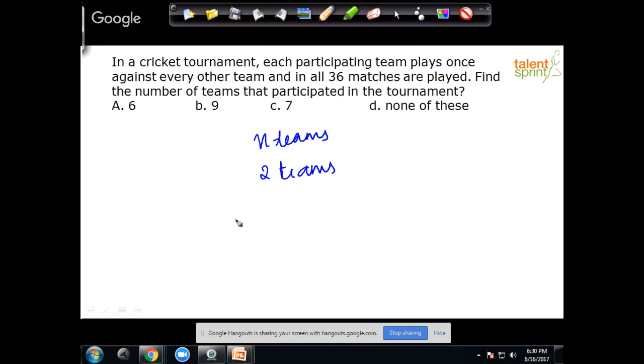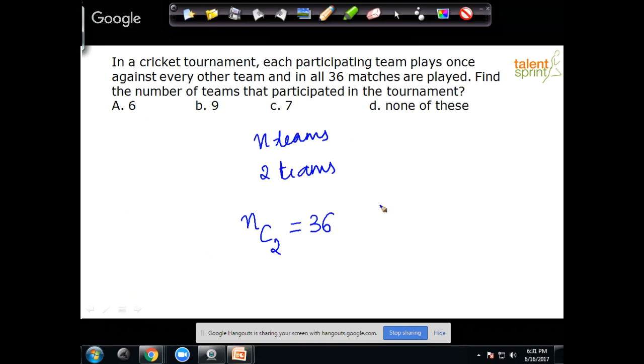Now, in how many ways can you select 2 teams out of n teams? You can do that in nC2 ways, correct? So what is nC2? nC2 is nothing but the number of ways in which you can select 2 teams at a time from n teams. Now, in the question, it is very clearly given that each team plays once against every other team. So nC2 is equal to 36. When you are selecting 2 teams at a time from a total of n teams, the total number of ways in which you can do that is equal to 36, or the number of matches that can be played.